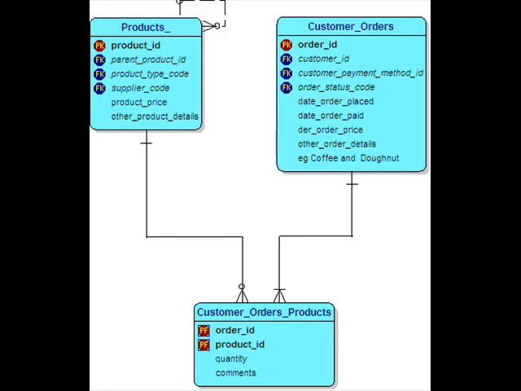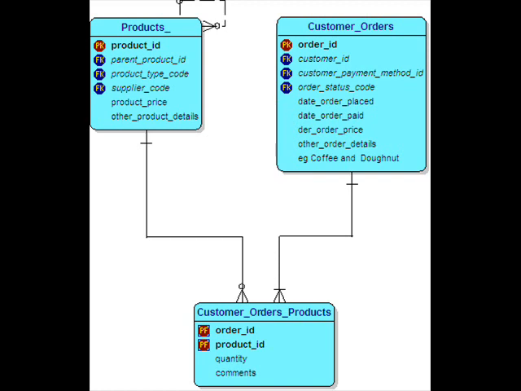One of the most important concepts in a database schema is that of a one-to-many relationship. These are very common in the real world and can be read as one parent can have many children. In this diagram, we can see that one product can be associated with many customer order products. The line between products and customer order products is a continuous line and not a dotted line. This means that the product ID field is a primary key in the customer order products table.